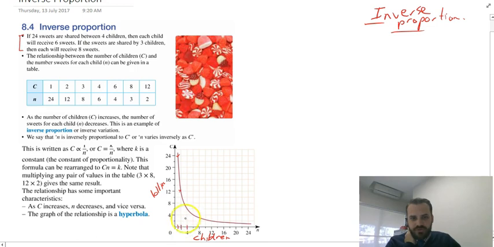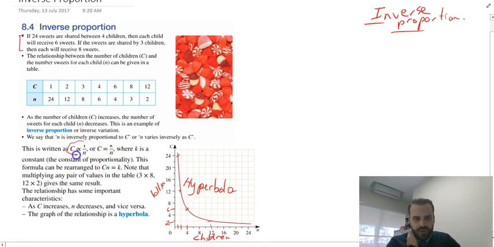Let's jump to 4. If there's 4 children, they get 6 sweets each, that's 6. If there's like 12 children, they only get 2 sweets each. What you get is this really curved graph. And we call that, it's got a really cool name, hyperbola. Okay, so it curves, it nearly touches that line, but never quite touches the y-axis. And it curves here, and it nearly touches the x-axis, but never quite touches the x-axis. So that's what inverse proportion is.